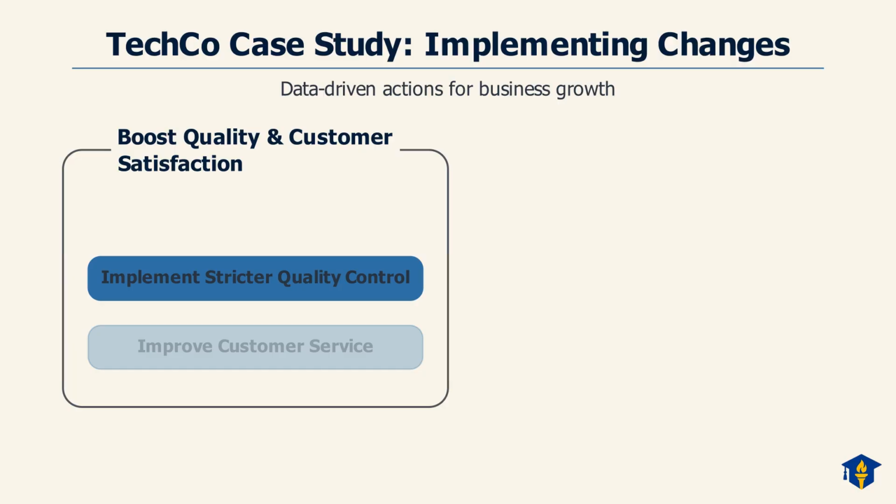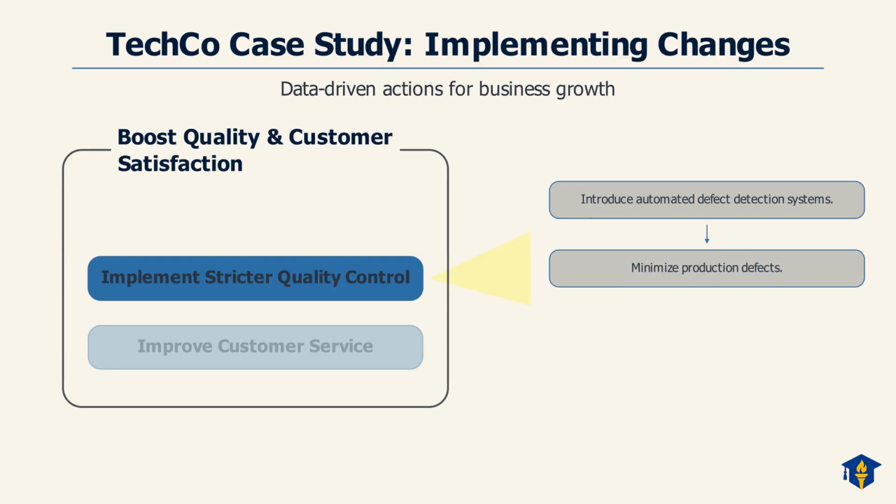Finally, TechCo aimed to boost product quality and customer satisfaction. Implementing stricter quality control measures was a major step. This involved using automated systems to detect defects early on. The ultimate goal was to significantly reduce defects in production.